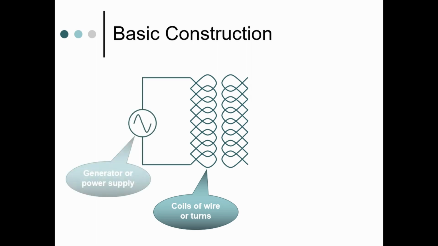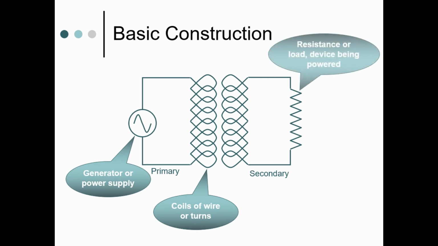To the left of the first coil, we connect a power supply, in this case an AC generator. This coil is called the primary coil, the primary coil being the coil connected to the supply of power. To the right of the second coil is connected, in this case, a resistor. This coil is called the secondary coil, the secondary coil being connected to the device being powered, like a light bulb, a motor, or an X-ray tube, for example.